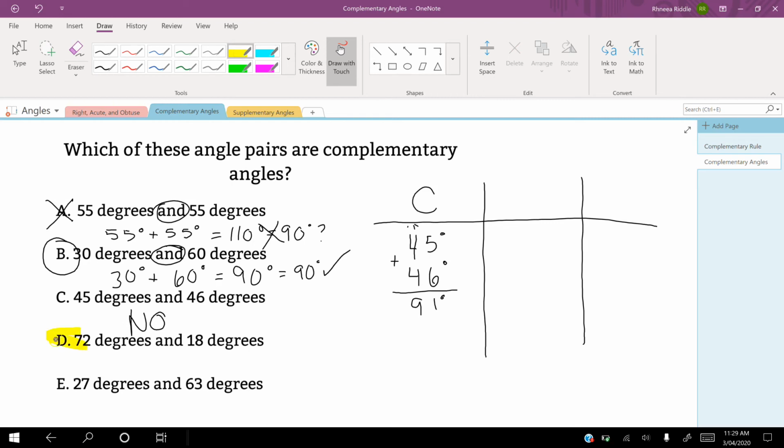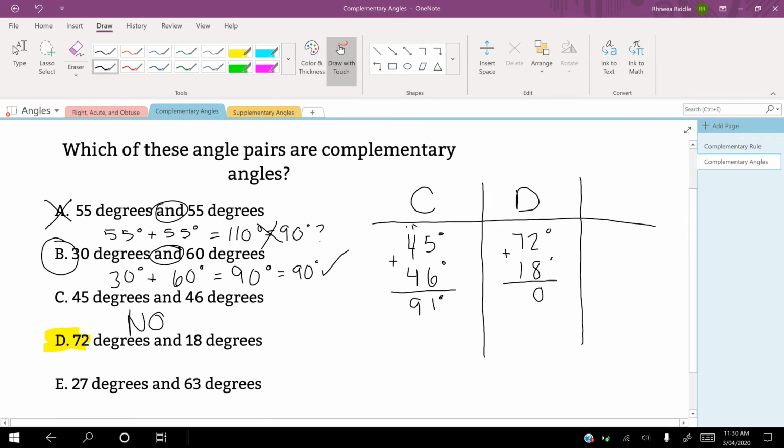So now we're going to move on to D, where we have 72 degrees and 18 degrees. So we're going to add those up. So 8 plus 2 is 10. So we carry that 1. And 7 plus 1 is 8, plus this extra 1, that's going to be 9. So 90 degrees does match our complementary angle rule. So this one is also a complementary angle. So we can say yes to that one.